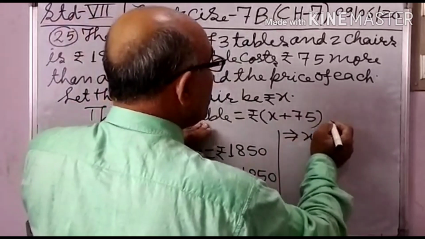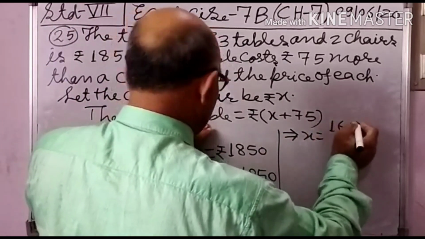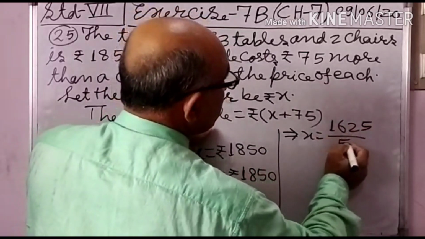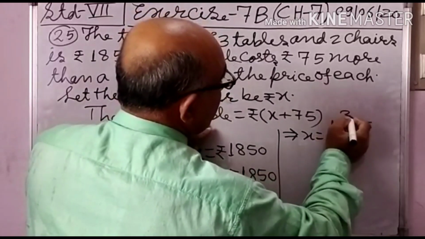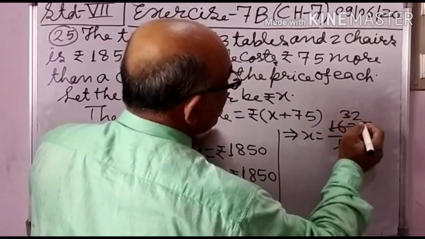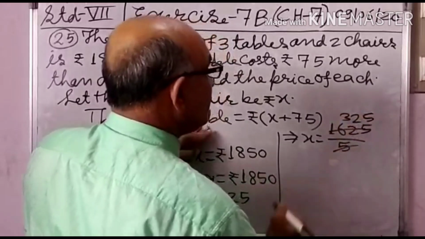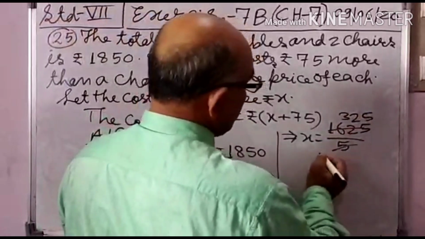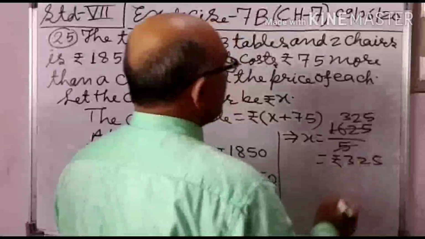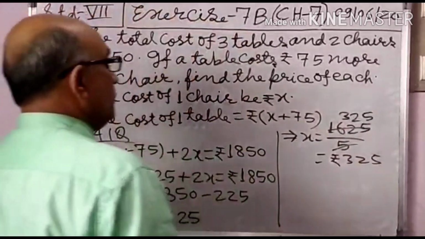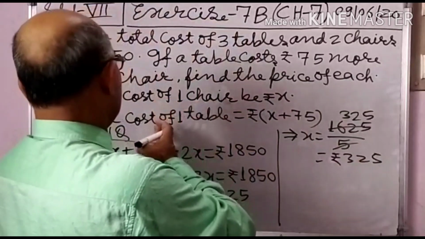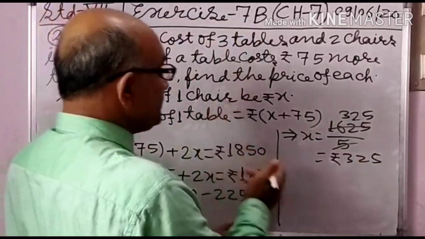Now, X equal to 1625 by 5. So 5 threes are 15, 1 2, 5 twos are 10, 2 5, 5 fives are 25, so 325. So the value of X is rupees 325. X is the price of one chair.